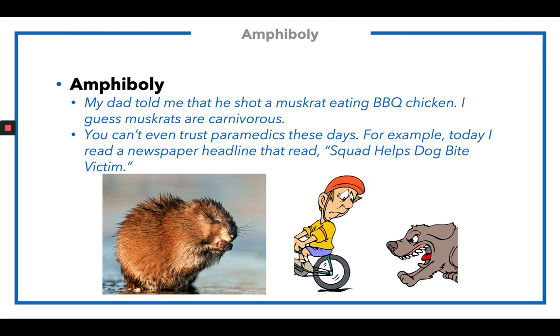Here's a famous news headline, and we're drawing a conclusion off of that. "You can't even trust paramedics these days. For example, today I read a newspaper headline that read, 'Squad helps dog bite victim.'" Read in one way, that's perfectly reasonable. It's good that the emergency squad helps the dog bite victim. But if the squad is helping a dog bite a victim, that's not okay. And that's what the person infers here, that the squad must have been helping the dog to bite someone, and that's why they draw the problematic conclusion.